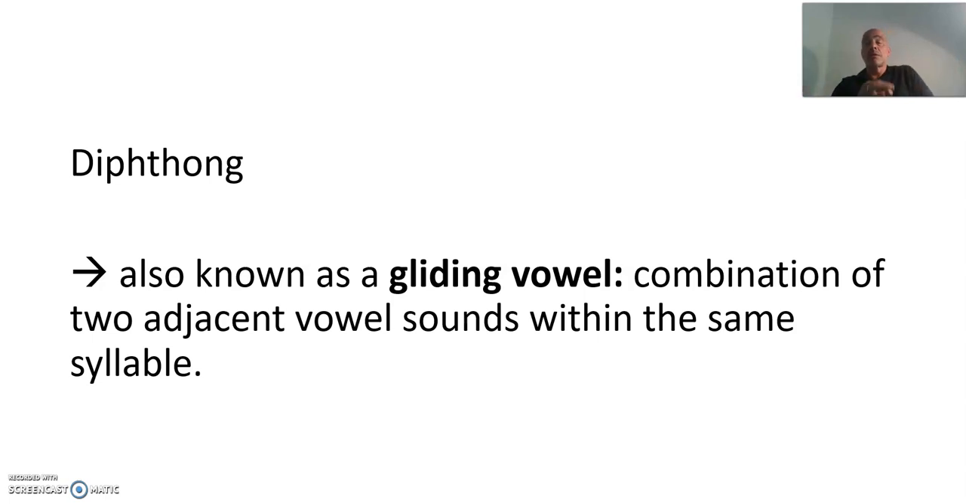So what is a diphthong? A diphthong is a gliding vowel. I mean, you have that here. A combination of two adjacent vowels, and the important thing is it has to be in the same syllable, in a closed syllable, okay, so not that one vowel belongs to one syllable and the other to the other. This is not a diphthong, okay, in one syllable.